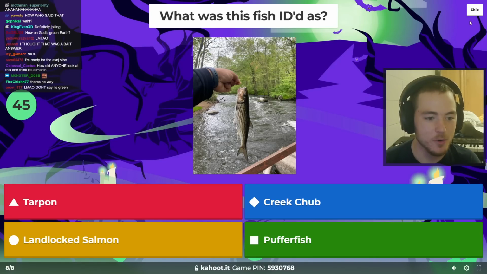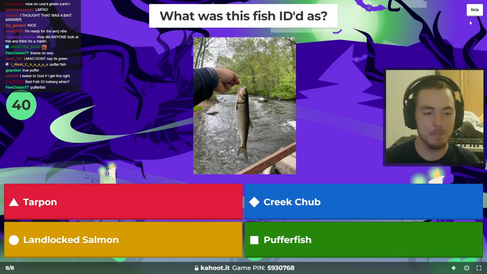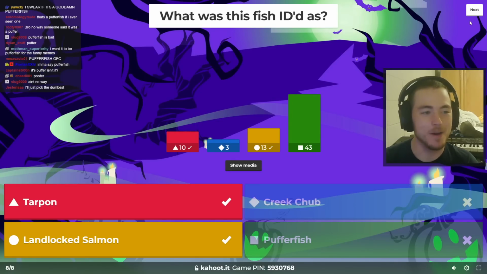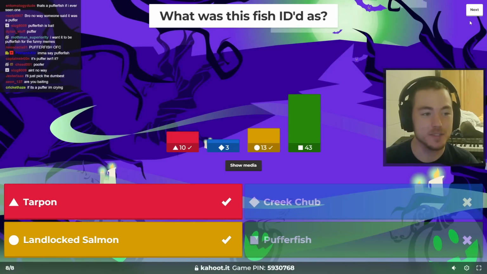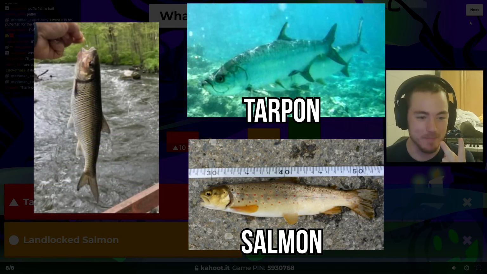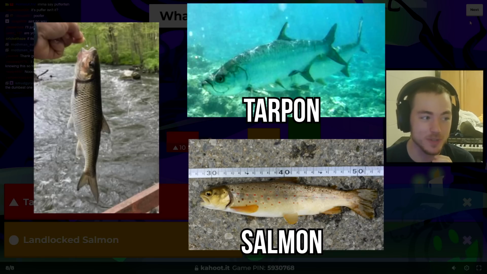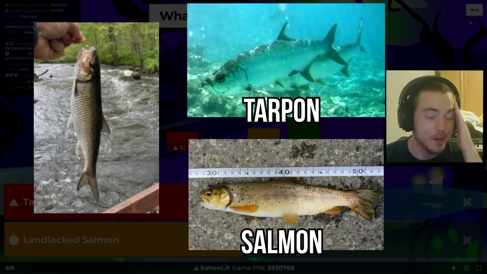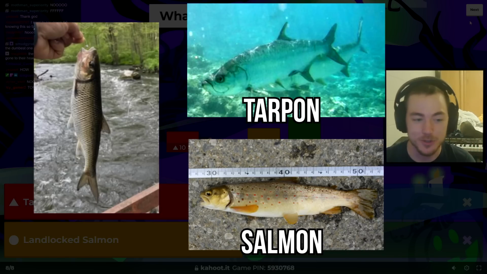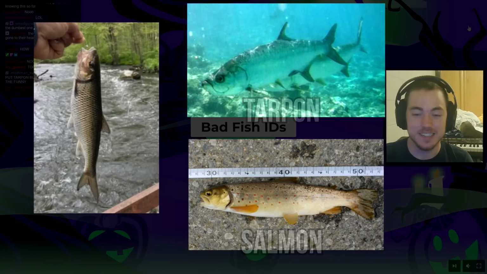But what did the people in the New Jersey Facebook group say? It was not pufferfish. That was a bait. This was identified as both a tarpon, an ocean fish, and a landlocked salmon. Two equally ridiculous answers. Pufferfish is ridiculous, but tarpon is just mind-bogglingly stupid. And yet it was a genuine ID.